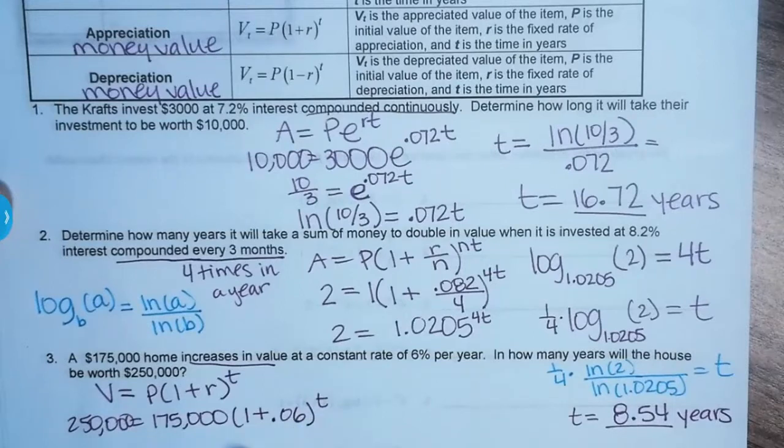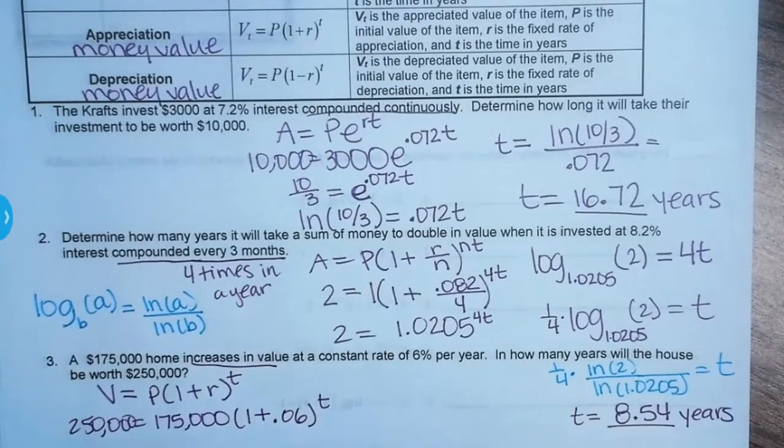Again, we need to solve for T, so let's simplify this. We're going to divide 250 by the 175. So I'll just use this one.